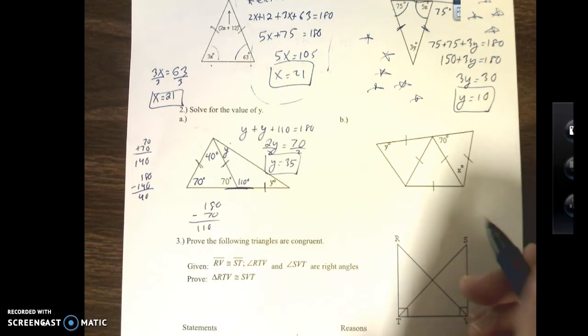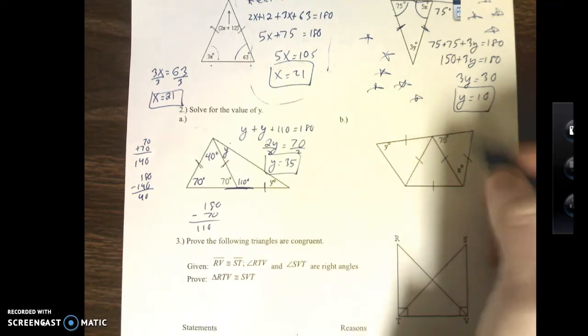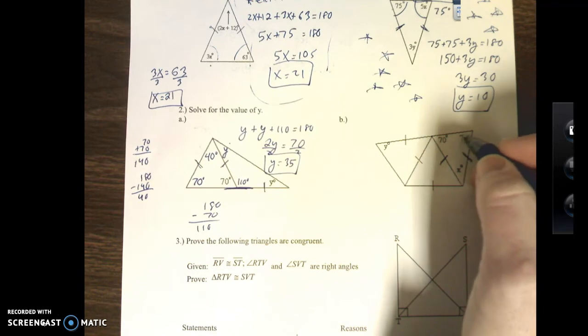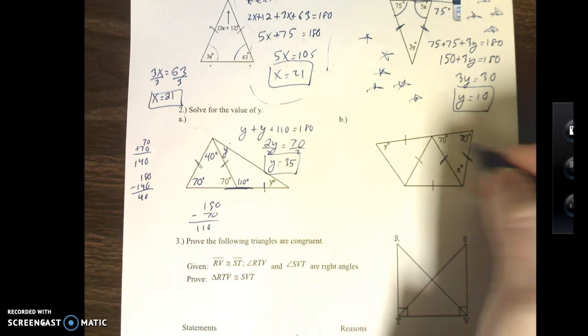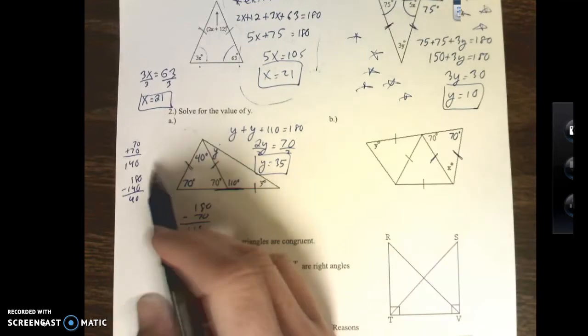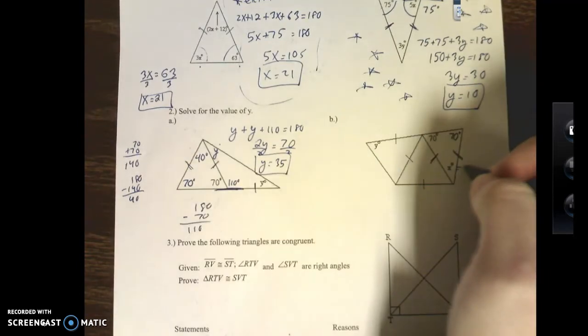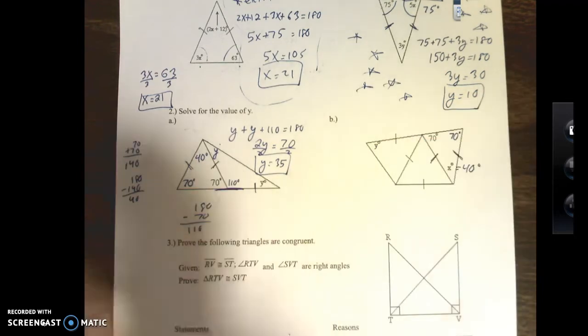So, okay, we'll start to the far right. If this is the same and that's the same, the base angles are the same, 70 and 70. 70 plus 70 is 140. I'm just going to steal from over here. 180 minus 140 is 40, so I know x is 40 degrees. Sorry, I'm just stealing previous work.